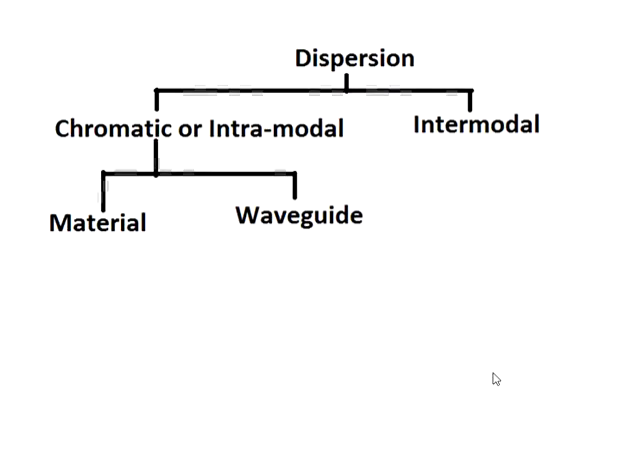Now we can classify dispersion as intramodal dispersion and intermodal dispersion. Intermodal dispersion indicates dispersion between different modes. So it will occur only in multimode fibers. Intramodal dispersion refers to the dispersion in a single mode, that is, only within one mode. So this will occur only in single mode fiber.